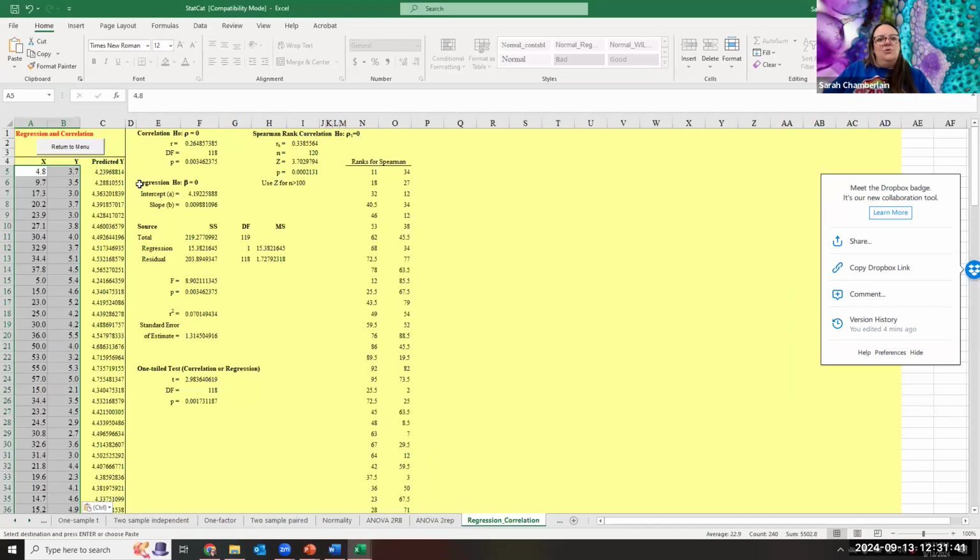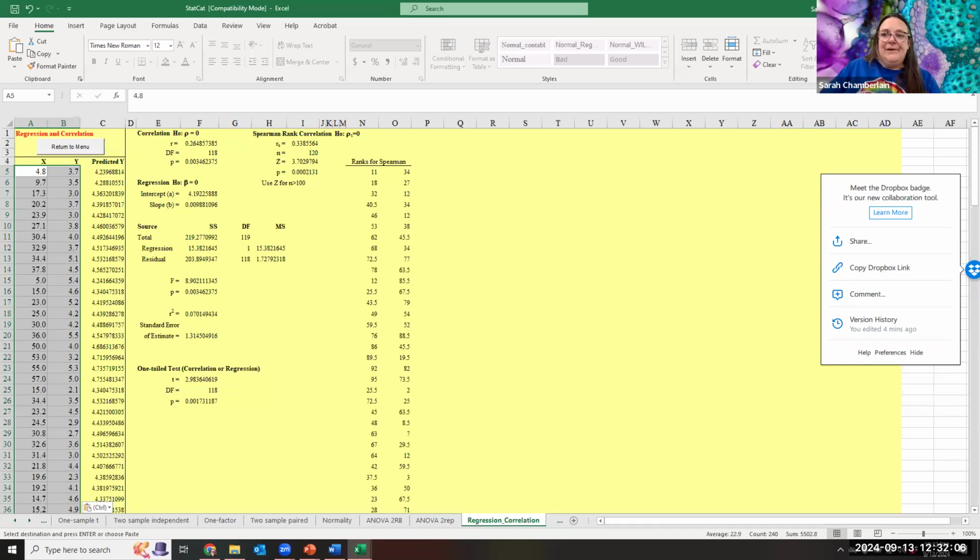Okay. So what we're going to do is look at this regression area. And what did I say you're going to report? You're going to report F, P, R squared, and then R. Okay. So I got my F, my P, my R squared here. It also tells me right here the intercept and the slope of the line. That's kind of nice. Okay.